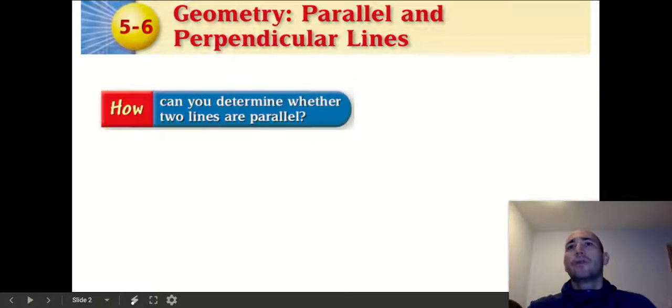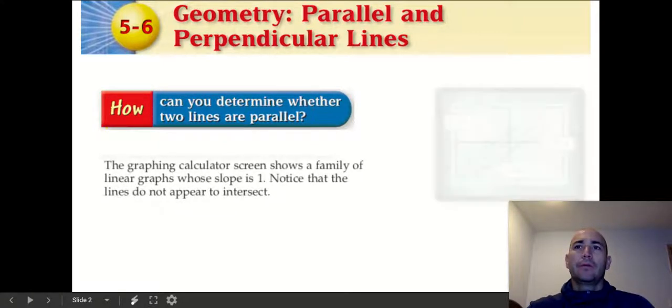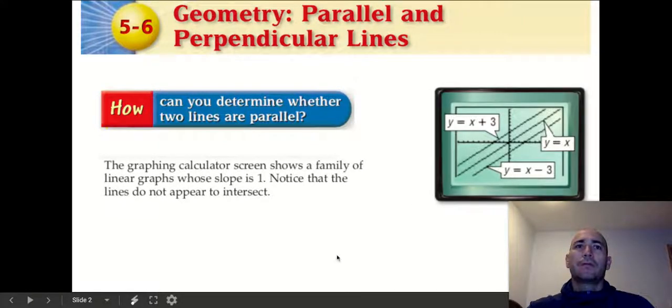So how can you determine whether two lines are parallel? The graphing calculator screen off to the right here shows a family of linear graphs whose slope is 1. Notice the lines do not appear to intersect. Here I have y equals x plus 3, in slope-intercept form: slope of 1, y-intercept of 3. Here's y equals x, which has a slope of 1 with a y-intercept of 0.